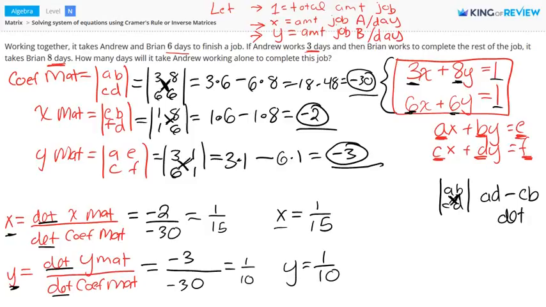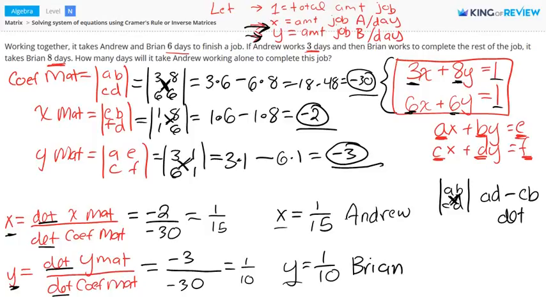Now, what did these represent? Well, X, what was that? Let's look back up here. X is the amount of the job that person A can do per day. So this is Andrew. This is the amount of the job that Andrew can do per day. And what about Y? Well, Y represents the amount of the job that person B or Brian can do per day. So this was Brian.